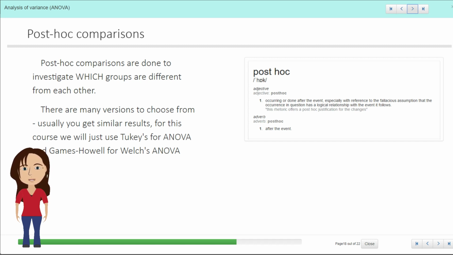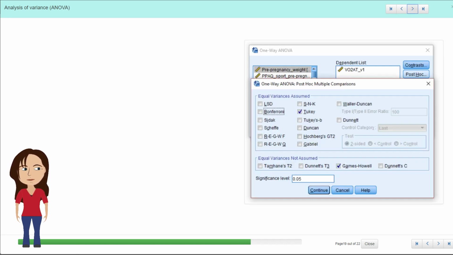So in this case, for a basic ANOVA, we'll just use Tukey's test. Bonferroni is quite common as well. And then we're going to use the Games-Howell for the Welch's ANOVA. So what that looks like is we're just ticking a couple of extra boxes for our post-hoc multiple comparisons. And you can see you've got lots of options here. If you want to get right into the stats of it, then you might want to have a Google on what are the differences between all these post-hoc multiple comparisons. But these two will do for us.